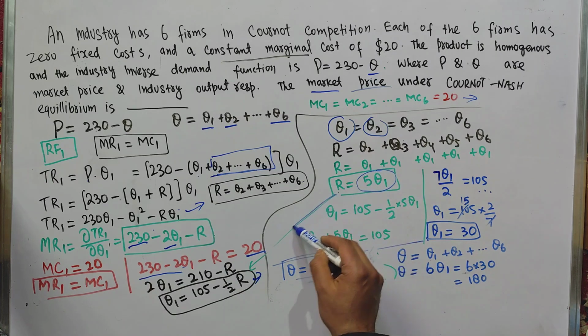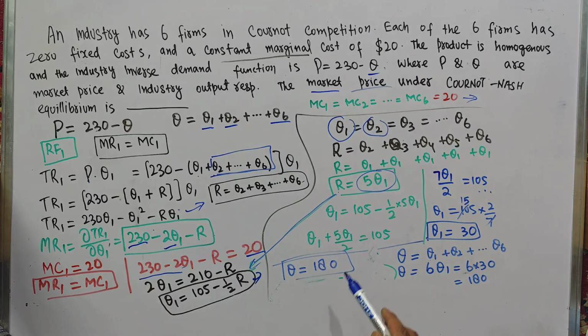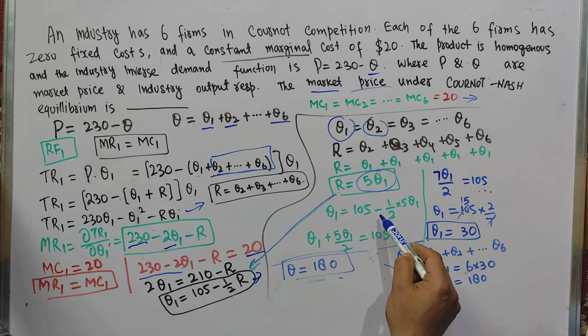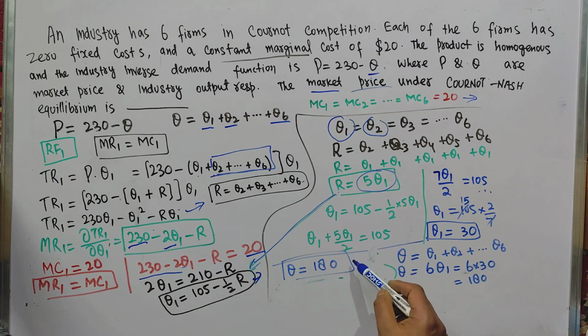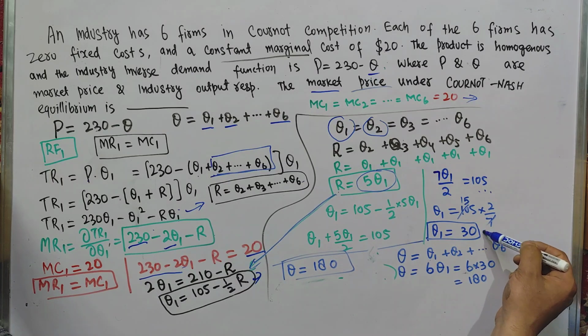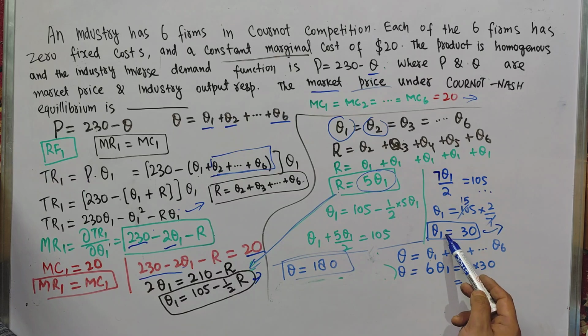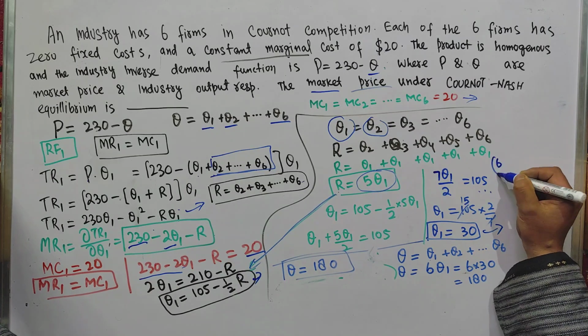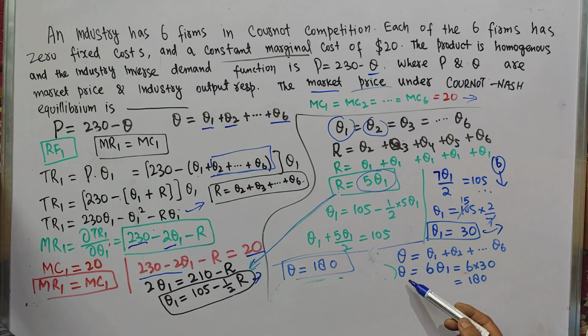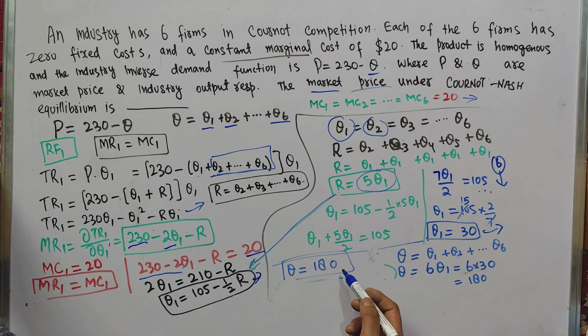Then we plug the value of R into the reaction function, so Q1 equals 105 minus 1 upon 2 into 5 Q1. When we solve for Q1, we get Q1 equal to 30. That means the output produced by the first firm is 30, and since we have 6 identical firms, the output of the industry will be 6 times the output of the first firm, which is 6 into 30, that is 180. So Q is equal to 180.